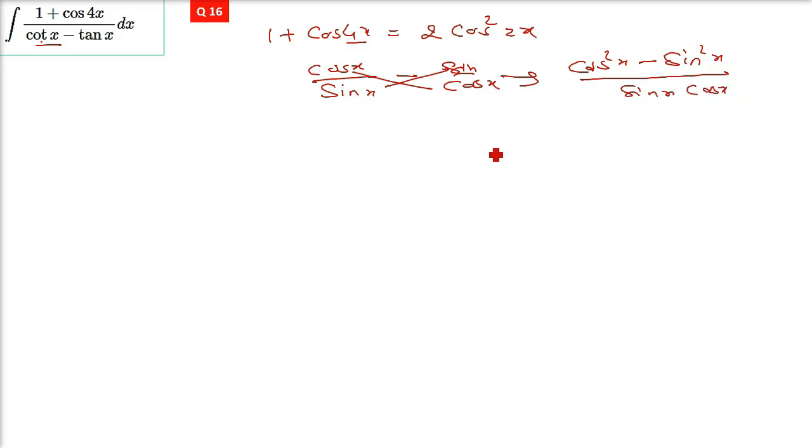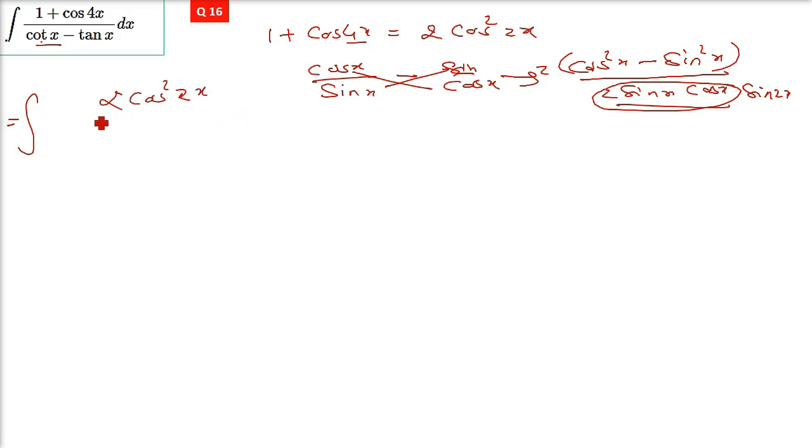And please remember, cos square x minus sin square x is cos 2x. You can multiply 2 in the denominator. So the denominator will become sin 2x because 2 sin x cos x is sin 2x. So whatever is coming, let us write it here. 2 cos square 2x in the numerator. In the denominator you have this. This already I told you, it will be sin 2x. And this sin 2x is going to go up.